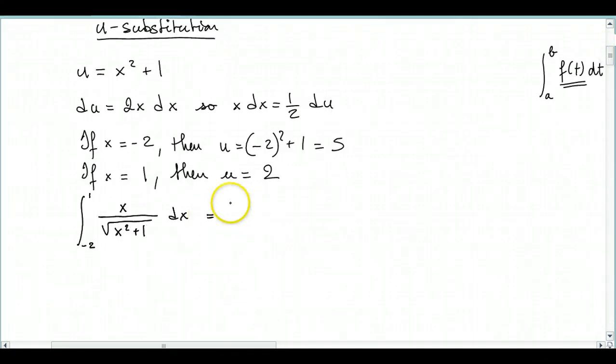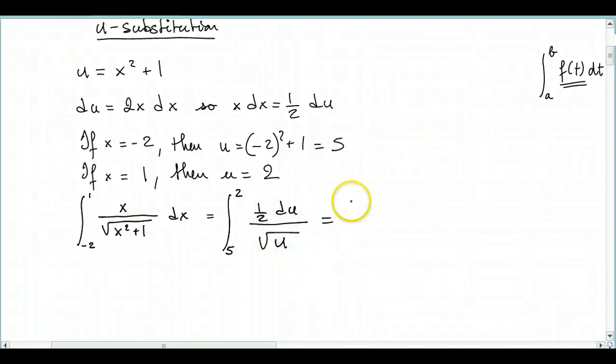this integral is equal to the integral from, so -2 corresponds to 5, 1 corresponds to 2, of x dx at the top, that's 1/2 of du, I'll rewrite it after, over square root of x squared plus 1, that's square root of u. So let's rewrite it like that. Integral from 5 to 2, I'm going to put 1 over 2 root u du.